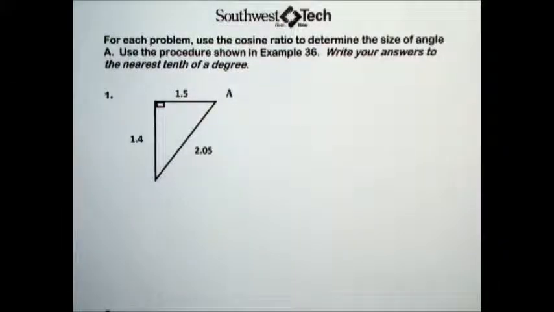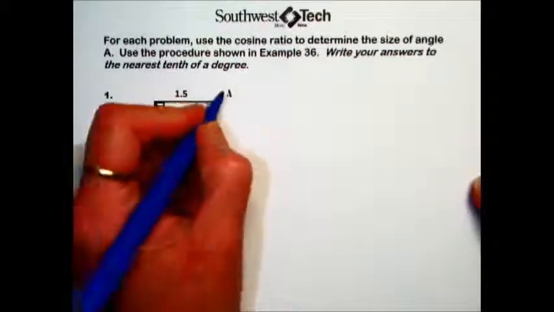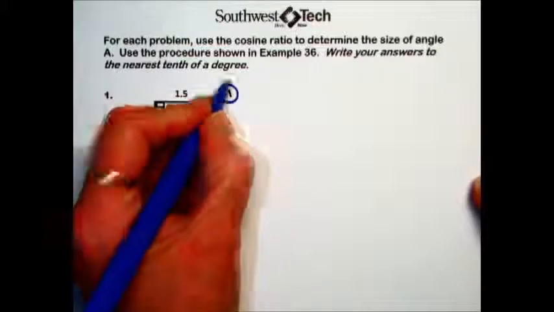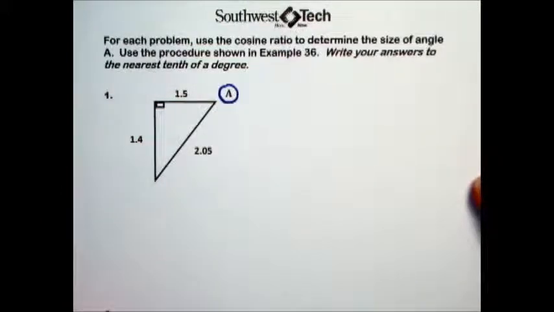Practice set 11. For each problem, use the cosine ratio to determine the size of angle A. Use the procedure shown in example 36. Write your answers to the nearest tenth of a degree. Since we are looking for the measure of angle A, we'll use that as a reference angle.